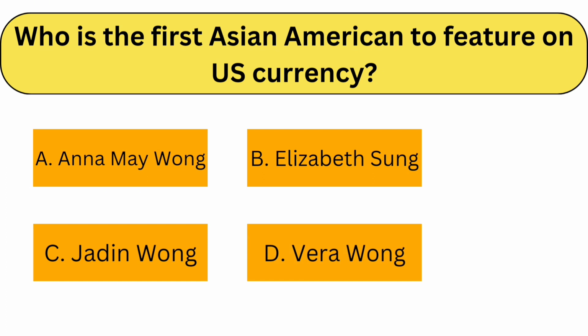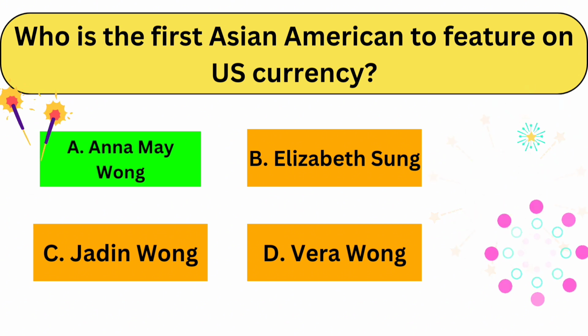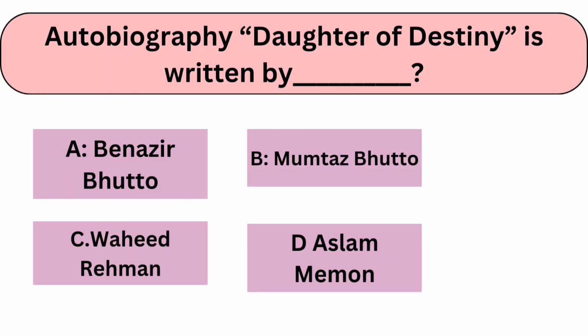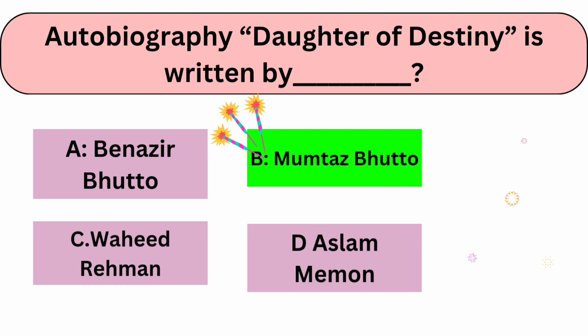Let's start. Who is the first Asian American to feature on US currency? The right answer is A. Autobiography Daughter of Destiny is written by... B is the right answer.